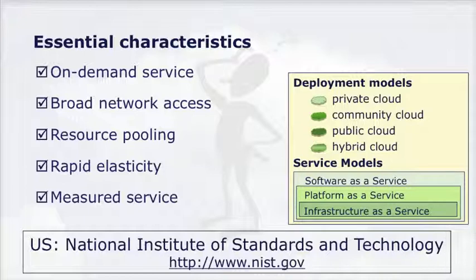Rapid elasticity: like on-demand services, via a simple manual action on the internet, or even automatically, you get more or less capacity. Example, Dropbox. Measured services, pay per use, only pay what you use. That's the mechanism.